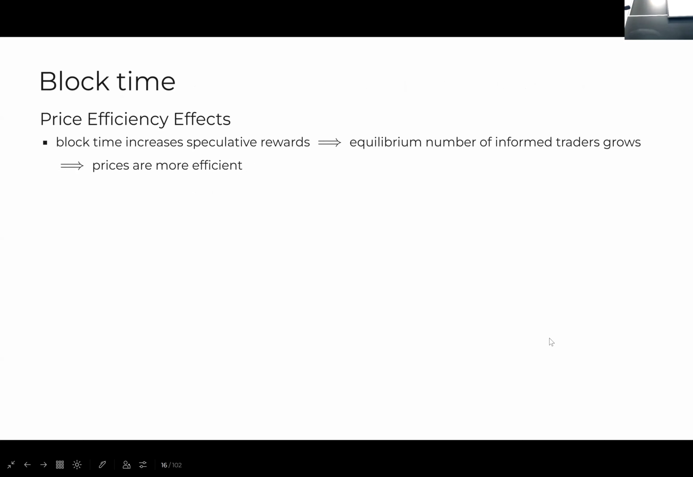Block time also has an effect on price efficiency. We show that the longer the block time, the more prices can diffuse, and it means that the expected speculative rewards of informed traders increase. In equilibrium, the number of informed traders that enter the market increases, which improves the informativeness of prices.